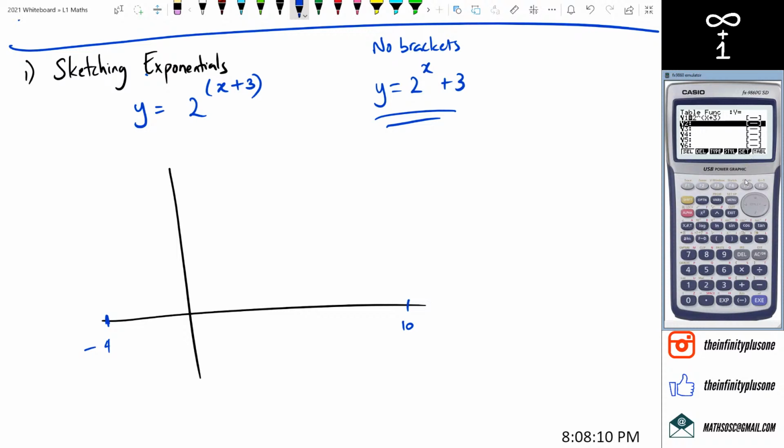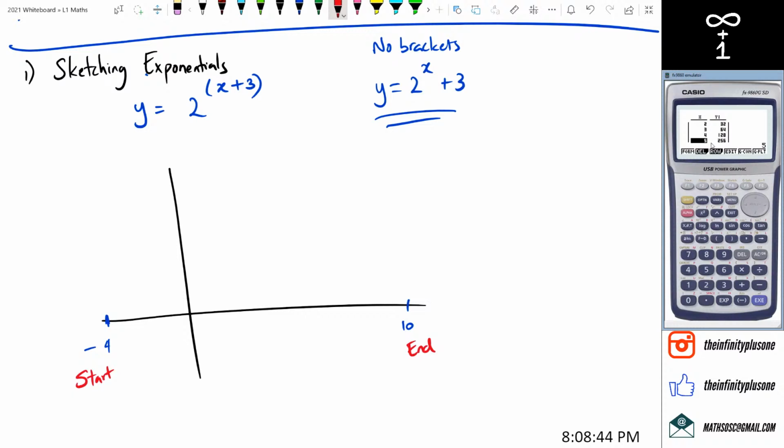You can click on that and put down your starting point and your end point. This is your starting point, and this is your end point. So I'm going to put in start as -4 and the end as 10. Again, this is just to give you guys a rough idea. I click on enter, then I click on table. And what you'll notice is I've got the entire table of coordinates that I can use to draw this particular graph.